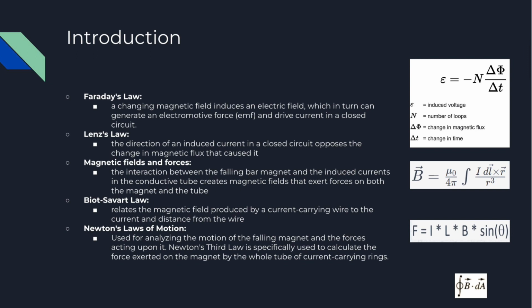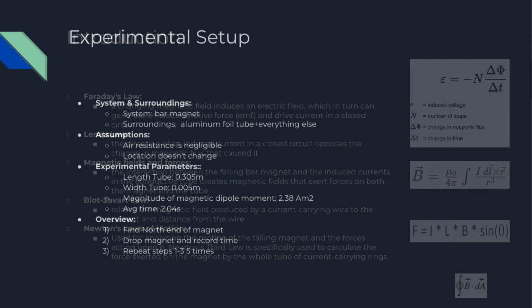The Biot-Savart law relates the magnetic field produced by a current-carrying wire to the current and the distance from the wire. Newton's laws of motion are used for analyzing the motion of falling objects and the forces acting upon them. Newton's third law specifically states that the force exerted on an object has to do with the current carrying rings.